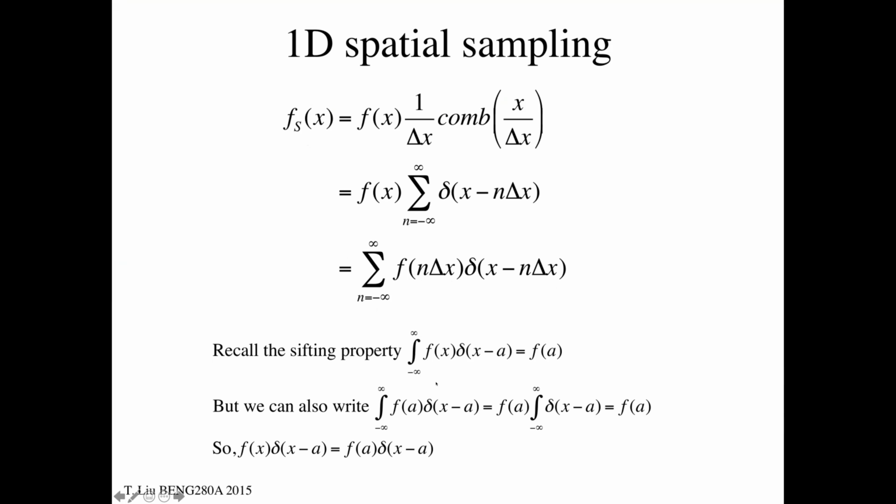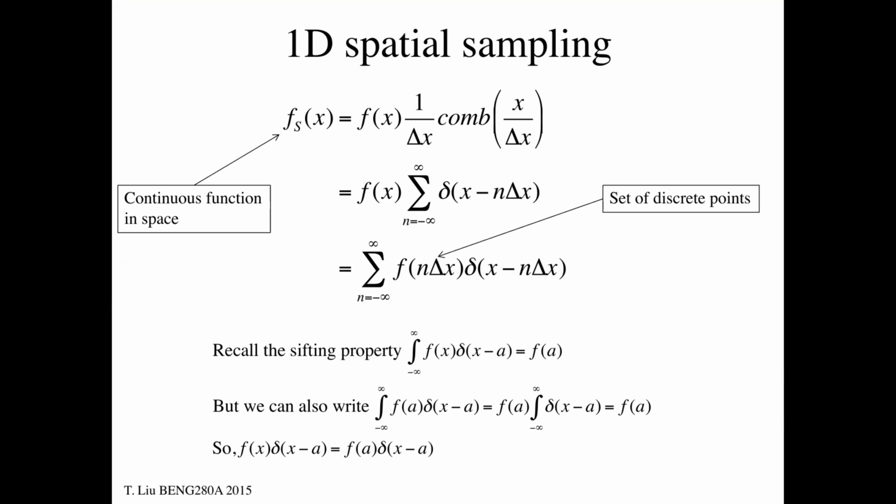I don't know why we put sifting here. Oh, that was just to show that you could just put n delta x in here. It's using the sifting property of the delta function. Okay, so that's the sampling function. We've got a set of discrete points, and we have a continuous function in space.